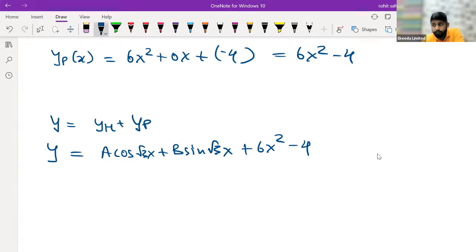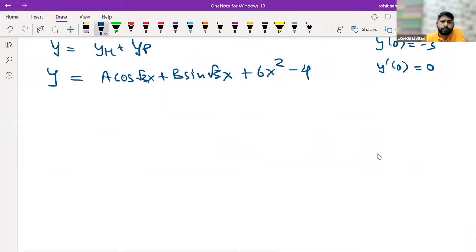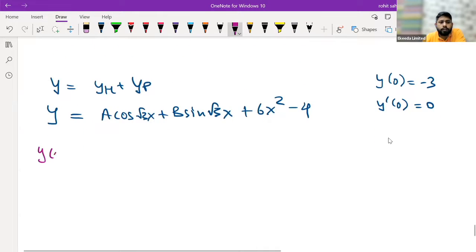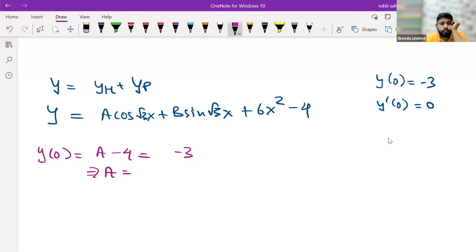Now, is any condition given after this? Let me just check. Yes, the condition is given: y of 0 is minus 3, y dash of 0 is 0. So let's differentiate this quickly. So y of 0 will be like a just 1, cos root 3x will become 1, b sin root 3x will become 0, 6x square will become 0, minus 4 is how much, minus 3, so a becomes 4 minus 3 which is 1, so a becomes 1.